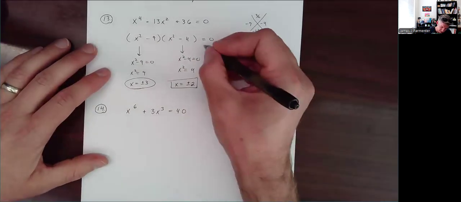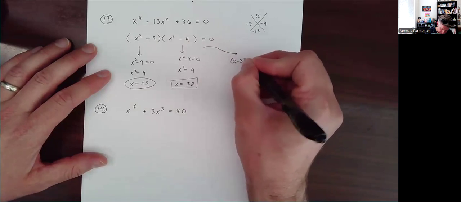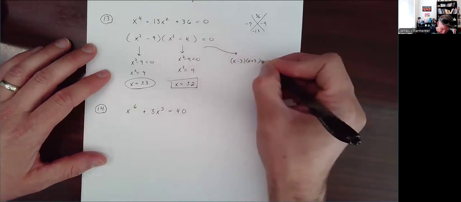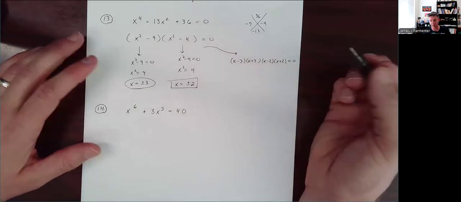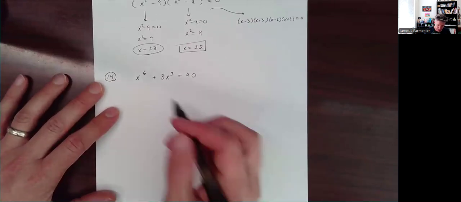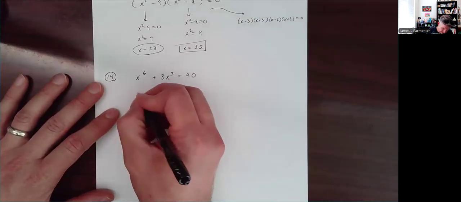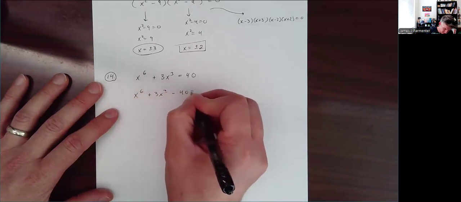I will just point out here, if you like, you could have factored this more. X squared minus 9 factors as x minus 3 times x plus 3. X squared minus 4 factors as x minus 2 times x plus 2. And then you could have set each factor equal to 0 and gotten your 4 solutions that way. Same idea here, except, well, first we need to rewrite it as x to the 6th plus 3x cubed minus 40 equal to 0.